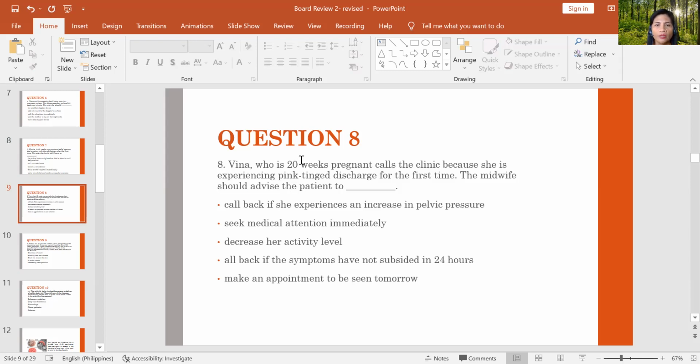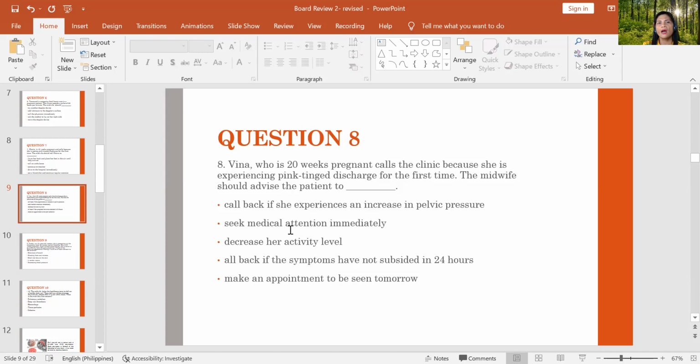Okay, it's already 20 weeks and there is a pink tinge discharge. Is this normal or abnormal? So, according to the options, the right answer for this is seek medical attention immediately. Why? Because this woman could be experiencing preterm labor. So, at 20 weeks, the pregnancy is not considered viable.